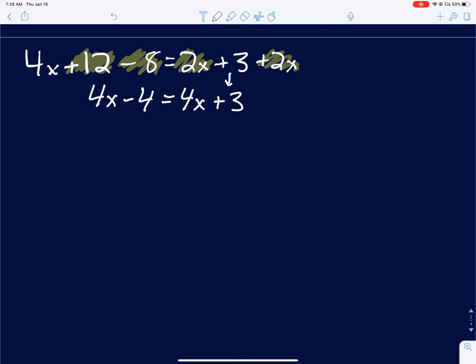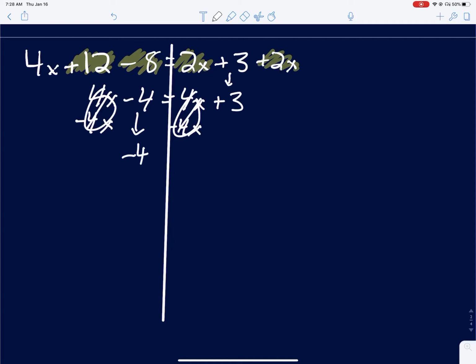So let's go ahead and collect the variables to each side. So they're both 4x, so let's just subtract 4x from this side. What I do to one side, I've got to do to the other. So 4x minus 4x, this is 0 as well. So we're left with negative 4 equals 3. Does negative 4 equal 3? Is negative 4 the same thing as positive 3?